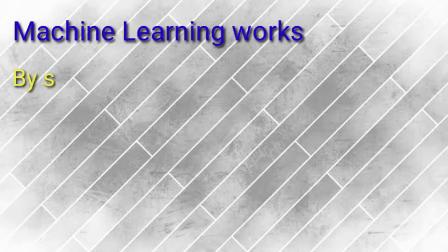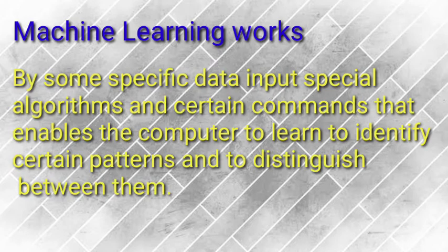So by some specific input of data, and by some specific algorithms or commands which need to be written in machine learning, the computer is enabled to be trained and learn to identify the pattern of the user. I have given you the example of the search techniques of the user. To identify those search techniques and match them with the database, computers are trained with the help of specific algorithms and certain commands so that they can easily identify your pattern and distinguish between them.